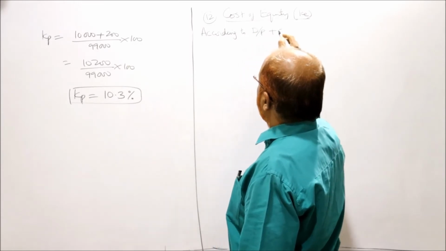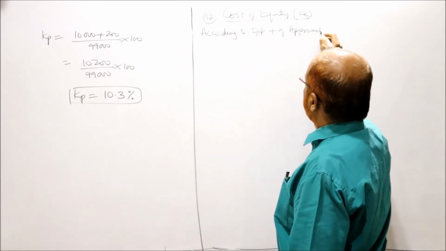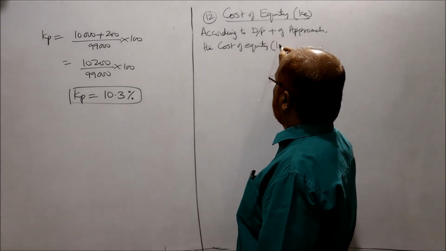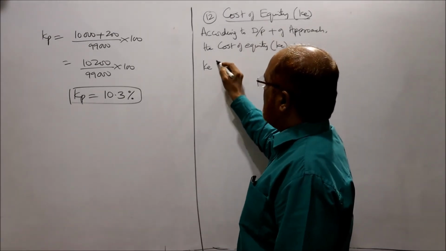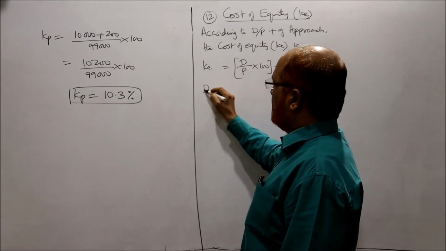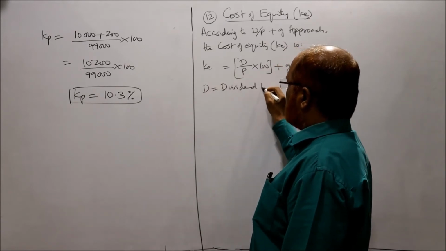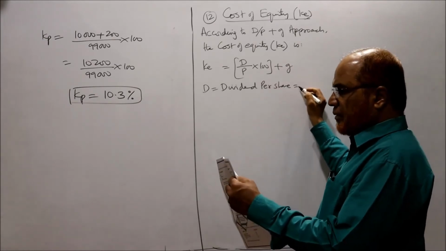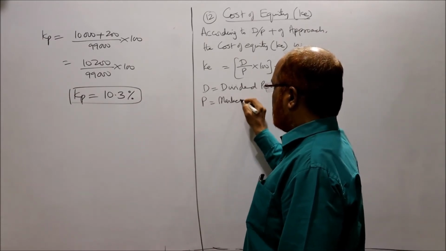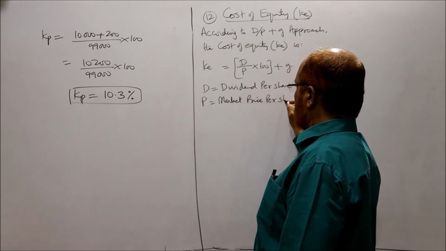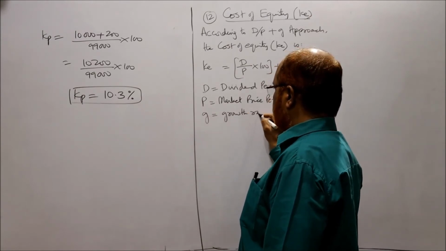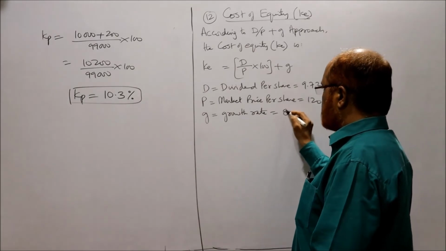According to D by P plus G approach, the cost of equity KE is equal to D by P into 100 plus G. D is equal to dividend per share. That is given in the problem. Dividend per share is 9.72. P is equal to market price per share. That is given as 120 rupees. G is equal to growth rate. The growth rate is given in the problem, 8%.